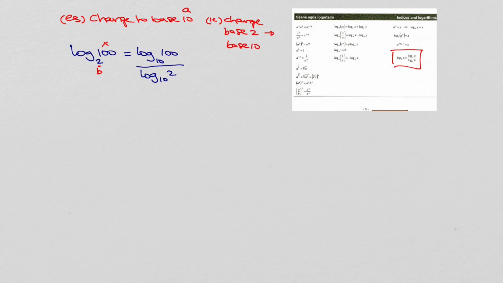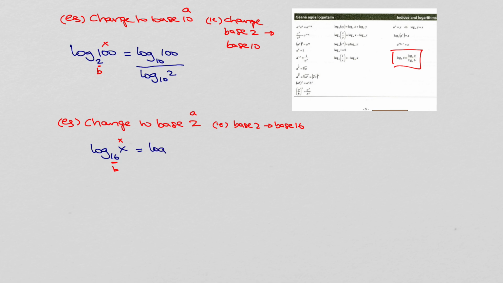Okay, so let's look at another one. So we're going to change to base 2. So in other words, again, old base is 16, so that's going to be our letter B. X is X. Our new base is going to be base 2, which is A. So in other words, I'm going from base 16 to base 2. So again, if we apply our formula, we have log x to the base A. So that's going to be log x, our new base is 2, over log b to the base A. So old base is 16, new base is 2.